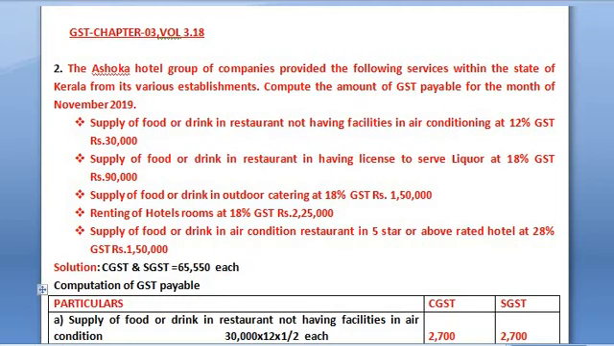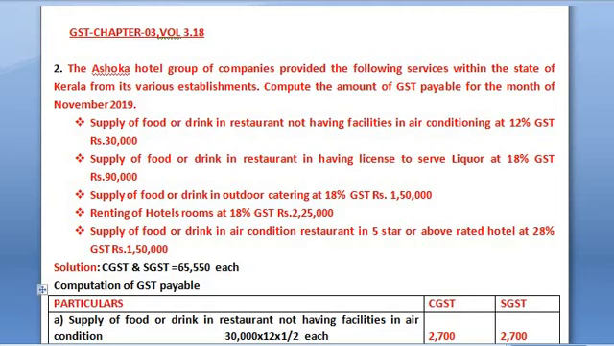Today I will discuss another problem. The Ashoka Hotel Group of companies provided the following services within the state of Kerala, from its various establishments. Remember the place, very clearly it is given within the state of Kerala. Within the state of Kerala means all the information is related to Kerala only. When it comes within the state of Kerala, we need to calculate CGST and SGST. Compute the amount of GST payable for the month of November 2019.